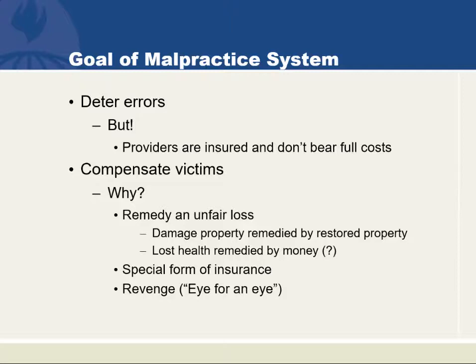Another way to look at this compensation is that there is a special form of insurance. We want to control risks in society, and we just generally want health insurance. And this is a special form of health insurance. It's health insurance for those health conditions that are caused by medical errors. It's as though this is a special class of health outcomes that requires a special form of insurance.